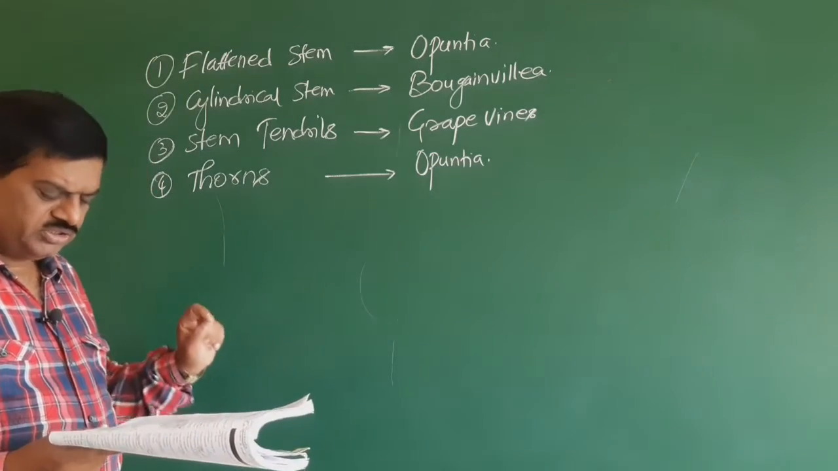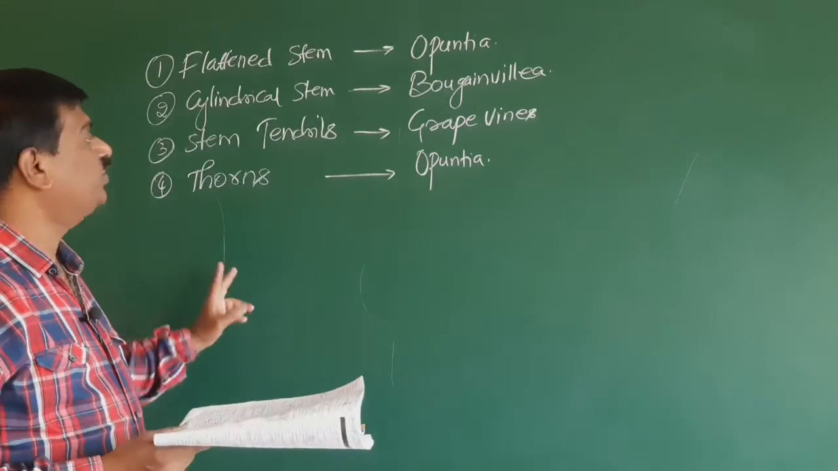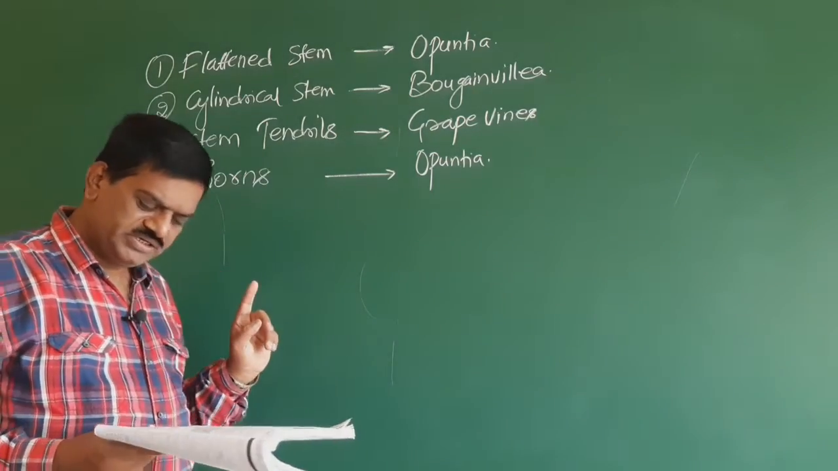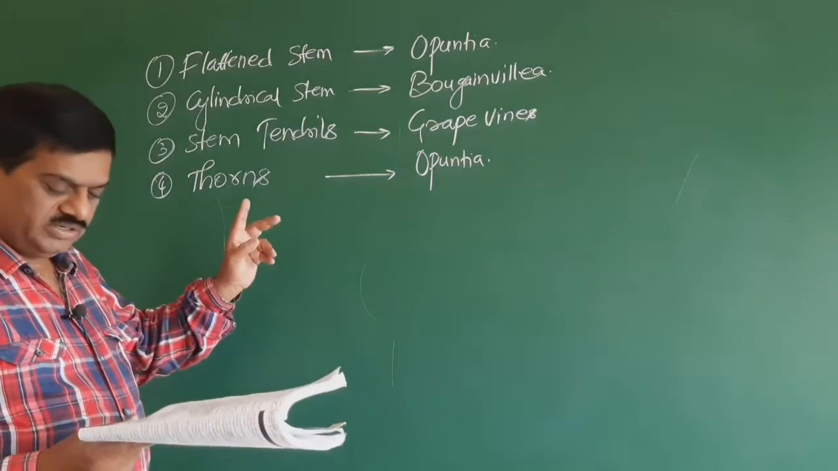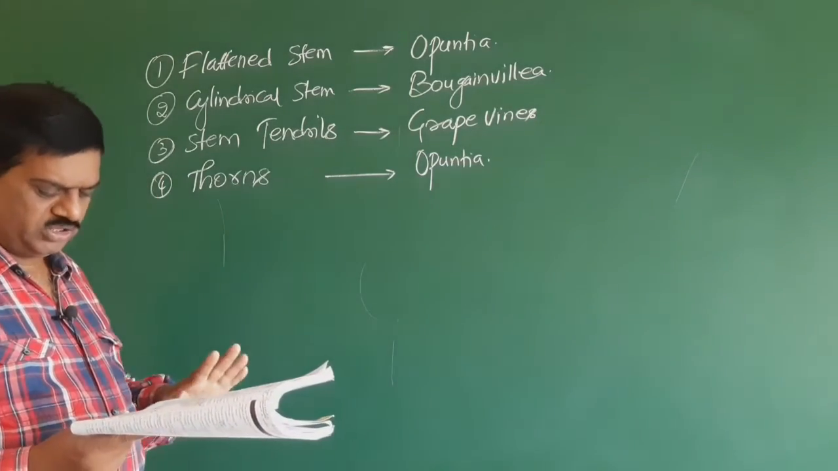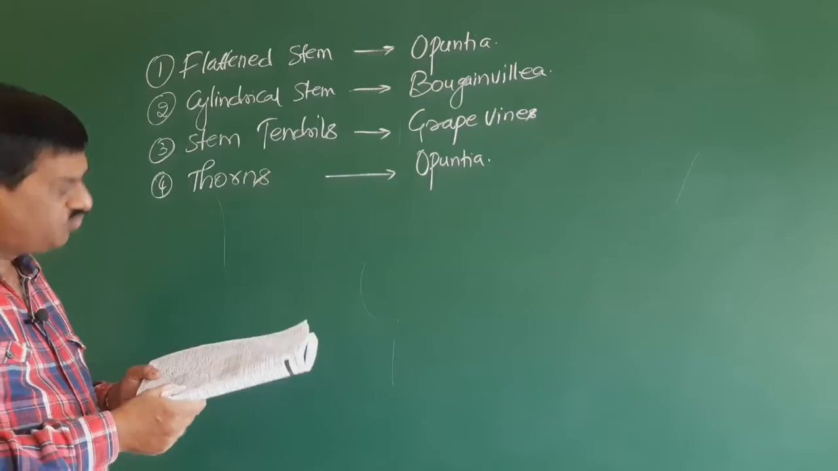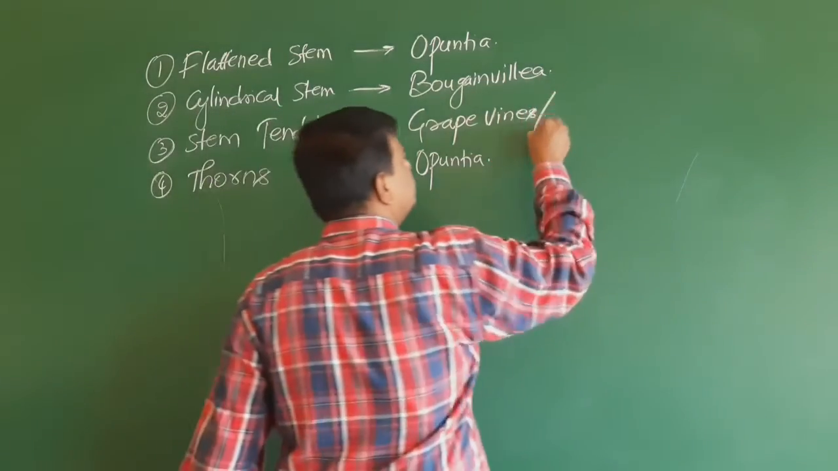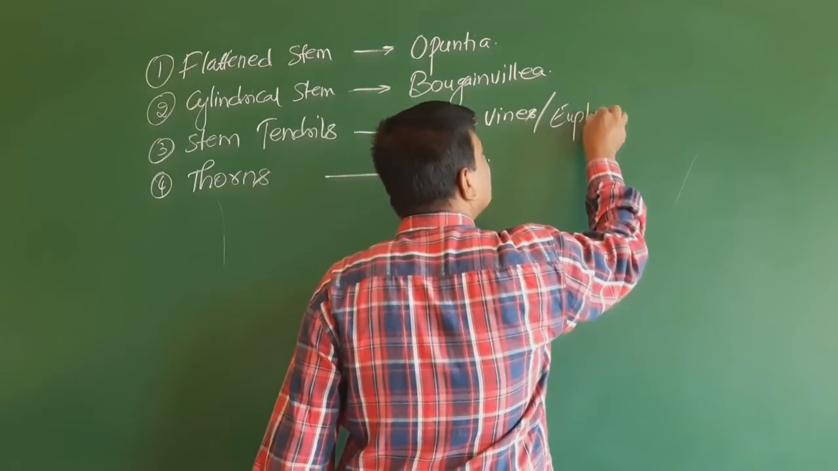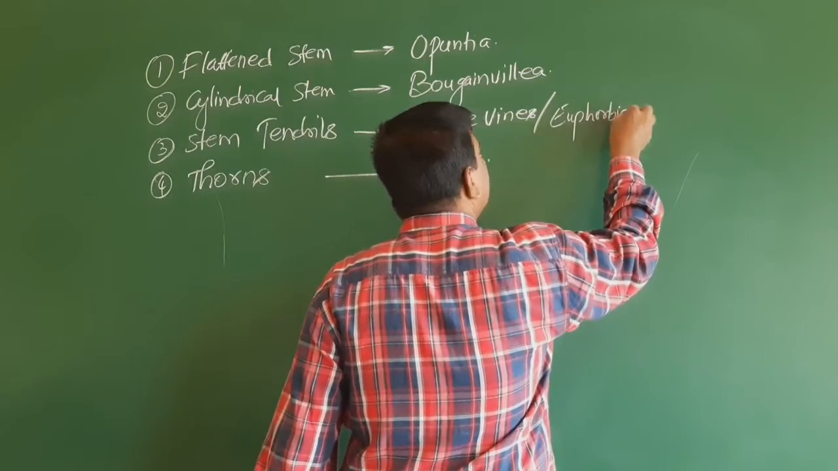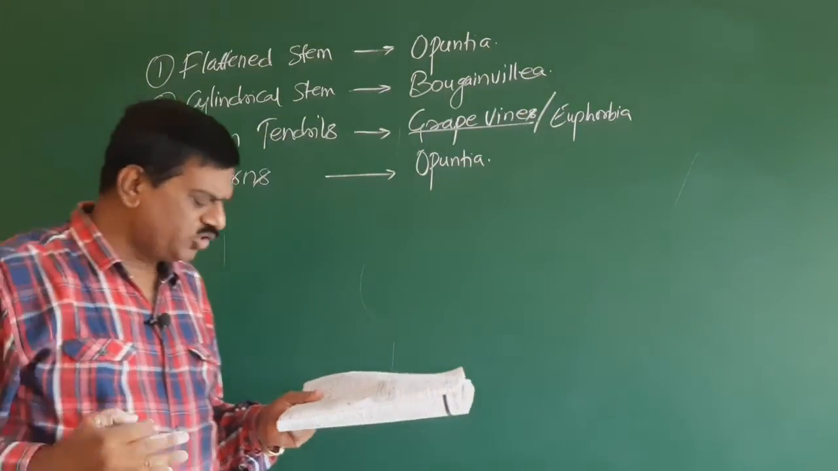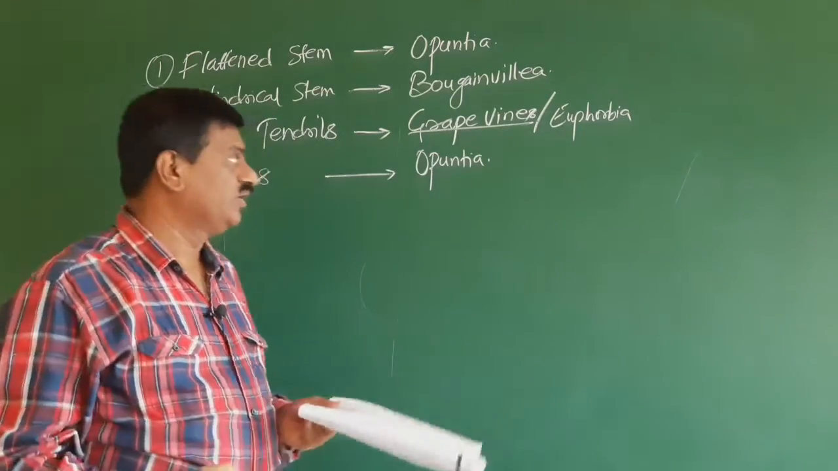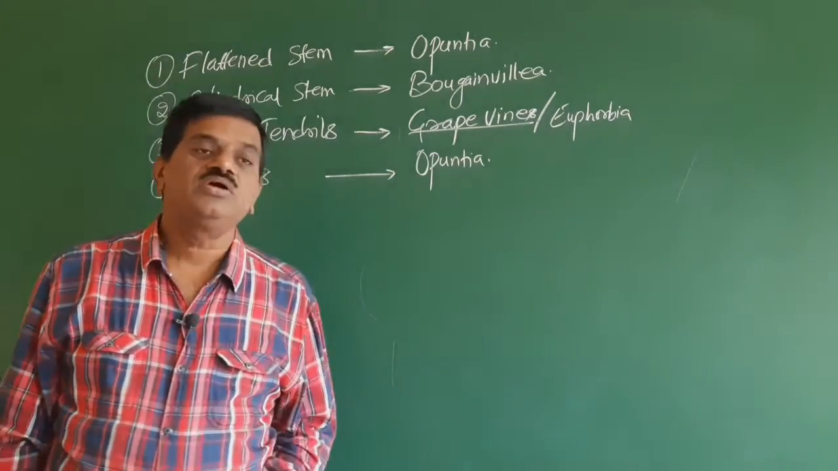So here the right option is the second one. In the third one he has given euphorbia also. So the answer is euphorbia is also present. Even this is present. So here the second option is the right one. So we go for the last one.